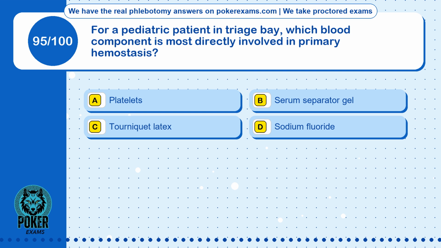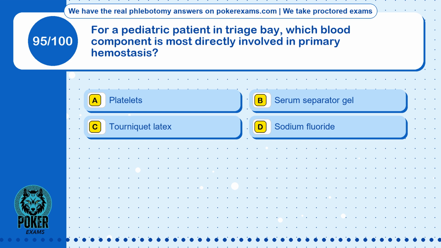Question 95. For a pediatric patient in triage bay, which blood component is most directly involved in primary hemostasis? Option A, platelets. Option B, serum separator gel. Option C, tourniquet latex. Option D, sodium fluoride.